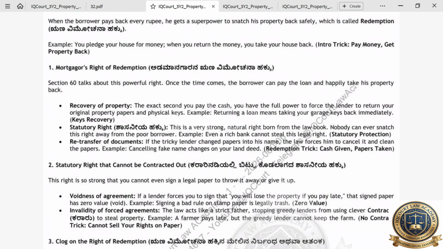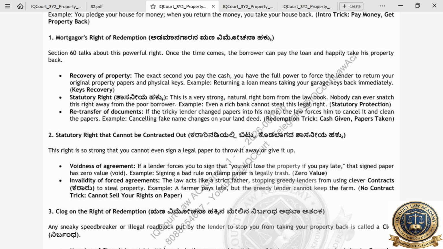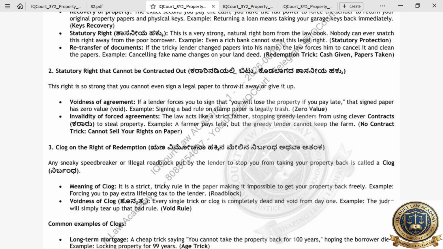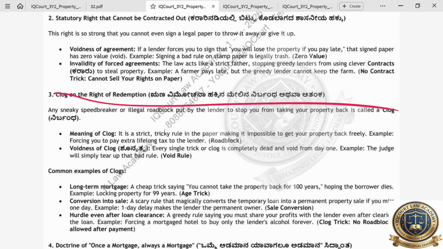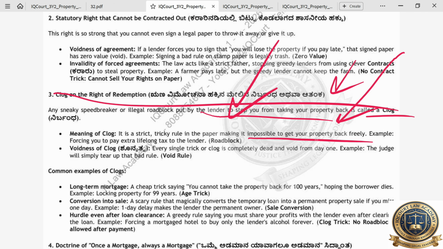You have to write the right of redemption, statutory rights that can't be contracted out. What are the rights available to the mortgagor? Statutory rights that can't be contracted out. And clause. See, the lender can't stop you from taking your property back. This is what we call a clog. It is a tricky rule that makes it impossible to get your property back freely. For example, forcing you to pay extra lifelong tax to the lender. If they put such a condition, it will not be valid before the law.